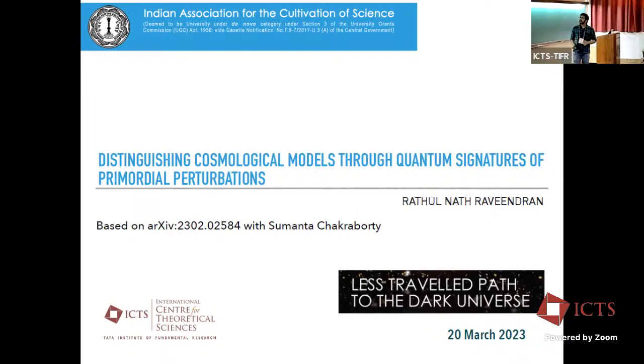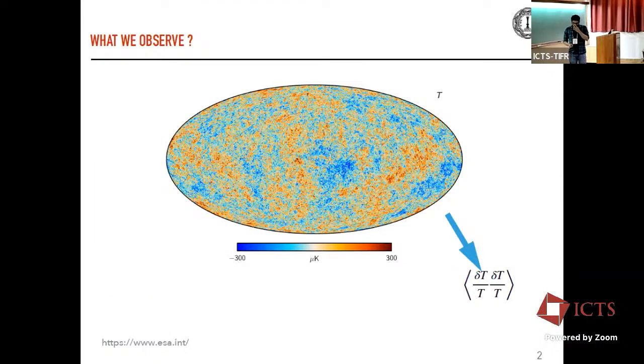So let me start. What we observe is this CMB anisotropy map. We observe this difference in the temperature, as we all know. What we calculate is the difference in temperature in different directions, and we take the correlation functions and average them. That is what we observe and calculate. So this is the temperature correlation function. We can get this information from the CMB.